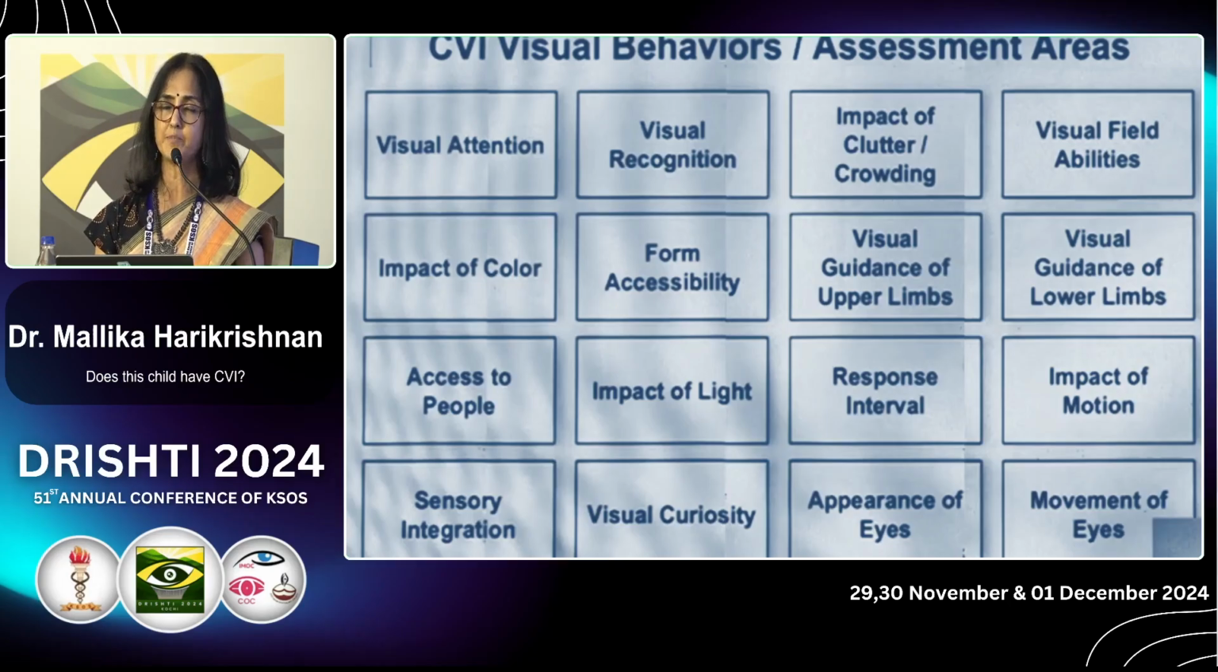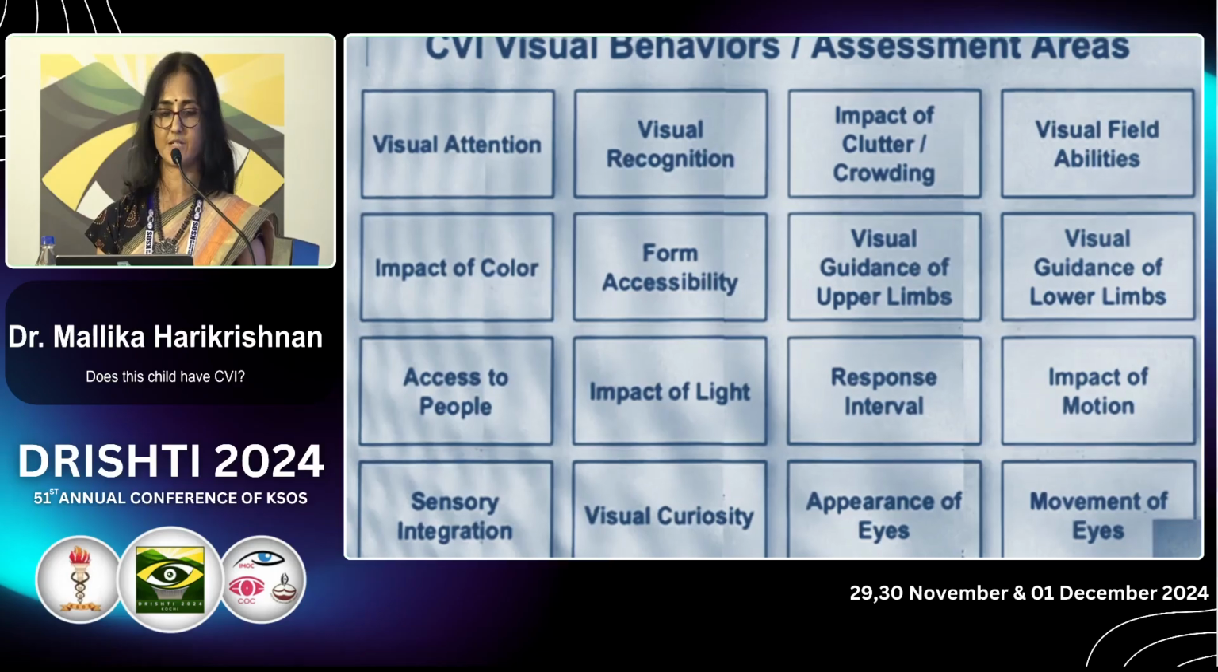Some CVA children will prefer a static object, whereas on the other hand, some will prefer a motion object. Sensory integration is also very poor, and their performance is poor with vibratory or auditory sensation. Visual curiosity for novel objects is very poor in them. They can have nystagmus and squinting and gaze palsy, etc.